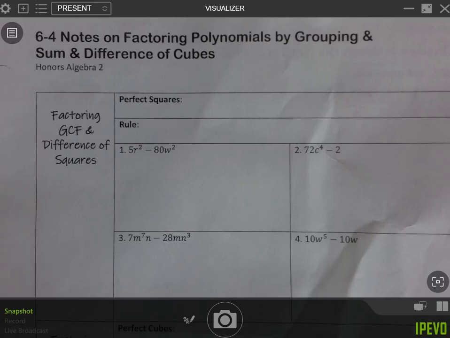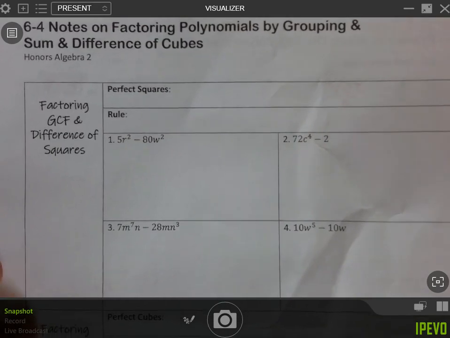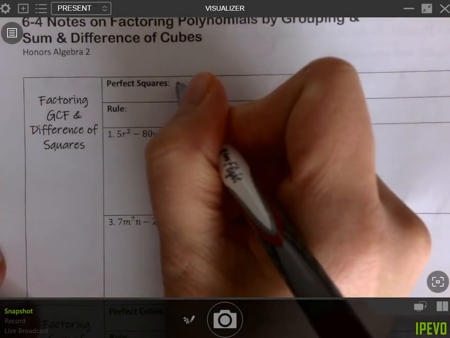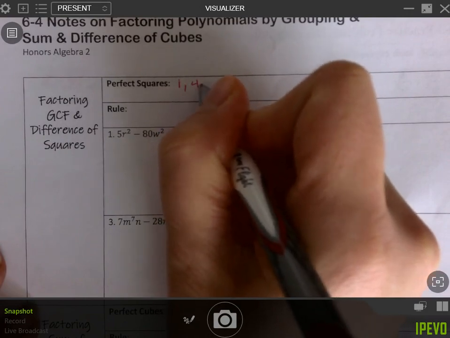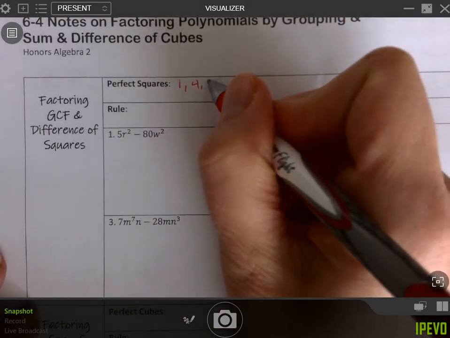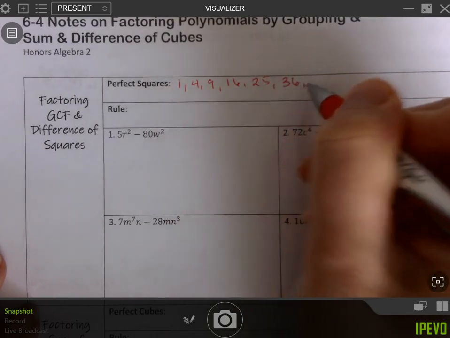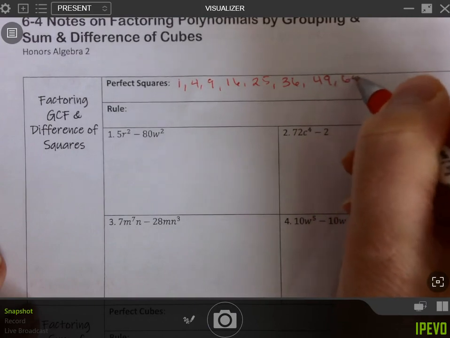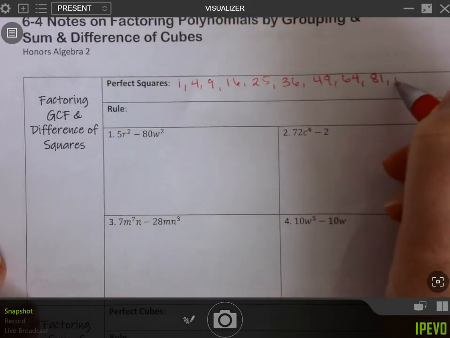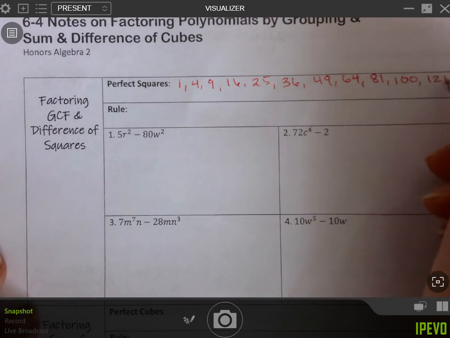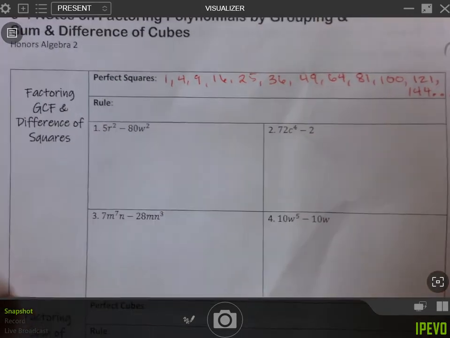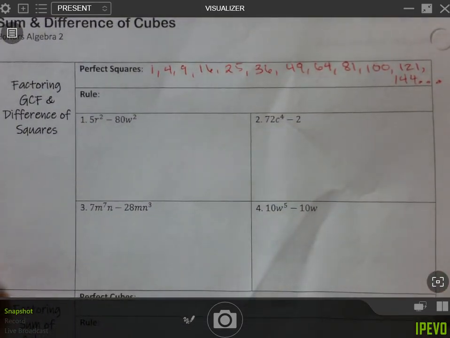All right, we're looking at 6-4 notes, and we're factoring by grouping and sum and difference of cubes. So with that in mind, let's go over what our perfect squares are. Perfect squares, things like what? Okay, I'll start with 1. You said 4, then what? If I'm just counting, 3 squared is 9, 4 squared is 16, 25. We should be able to do this, right? 36, 49, 64, 81, 100, 121, and I think we should be really comfortable going up to 144, which is 12 squared. Obviously, there's more perfect squares than that, okay?